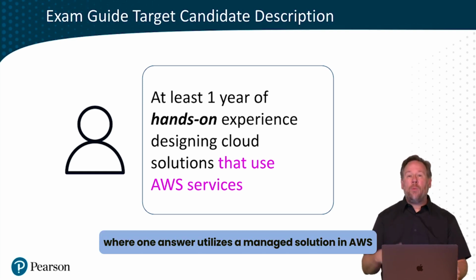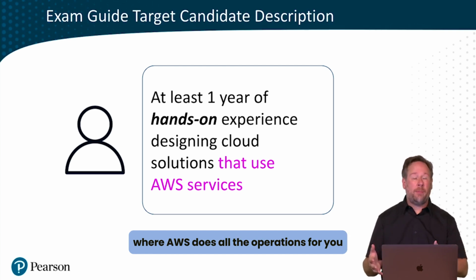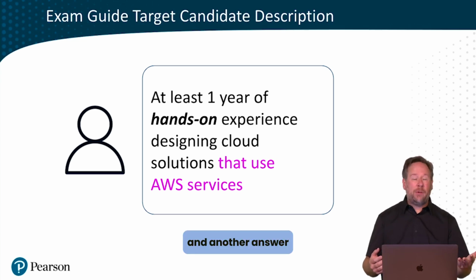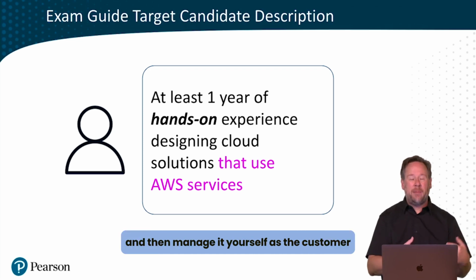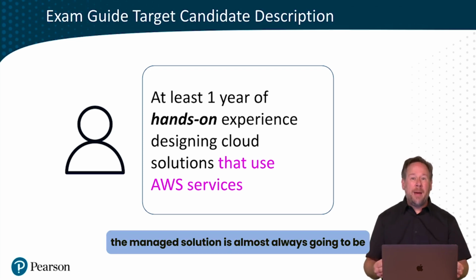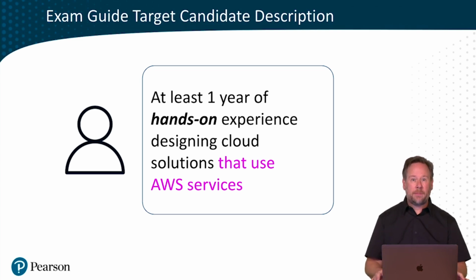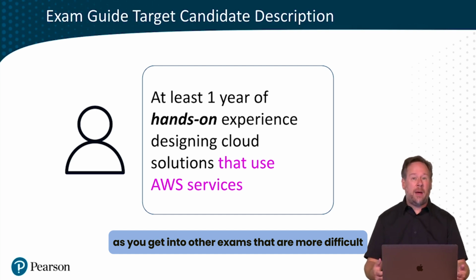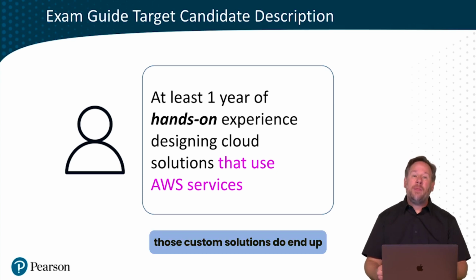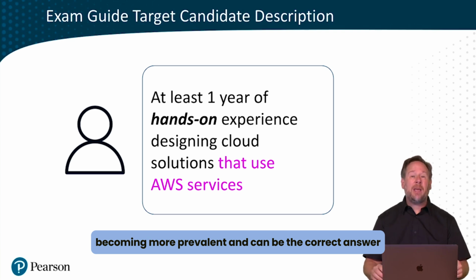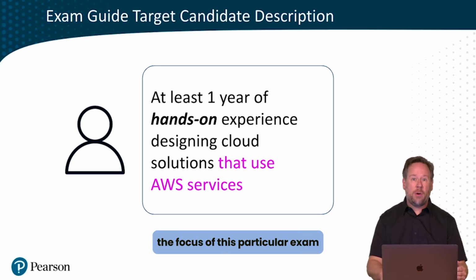And so, from a strategy perspective, when you're reading through a question, and you have a number of answers where one answer utilizes a managed solution in AWS, where AWS does all the operations for you, and another answer choice is to deploy a similar feature, but to do it on EC2 and then manage it yourself as the customer, the managed solution is almost always going to be the correct answer on this exam. As you get into other exams that are more difficult, like specialty certs and the pro-level certs, those custom solutions do end up becoming more prevalent and can be the correct answer, but that's not going to be the focus of this particular exam.